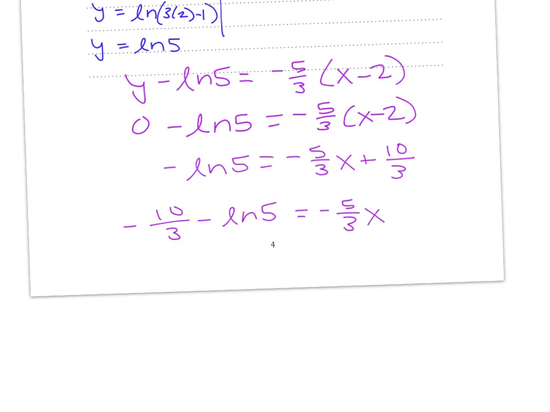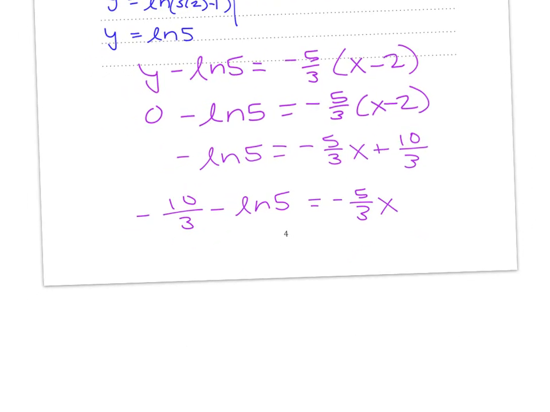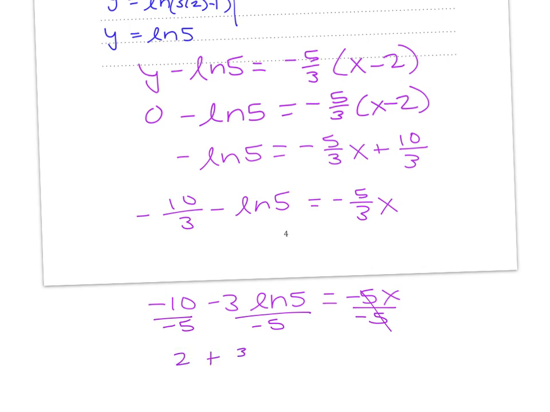And if it was not, then we would want to continue this, so I'd multiply everything by 3, so that'd become negative 10 minus 3 ln of 5 equals negative 5x. And then divide everything by negative 5. So that would give us 2 plus 3/5 ln of 5 equals x. And like I said, if that was a calculator question, you might have typed it into your calculator and rounded to 3 sig figs.